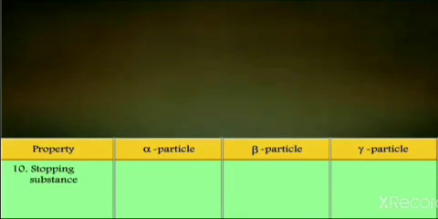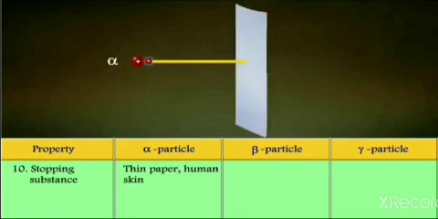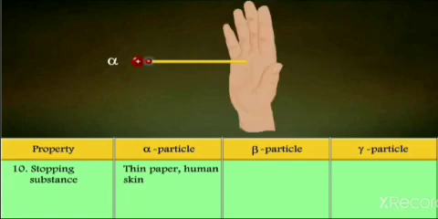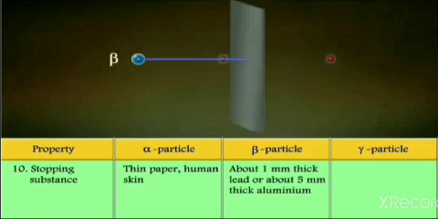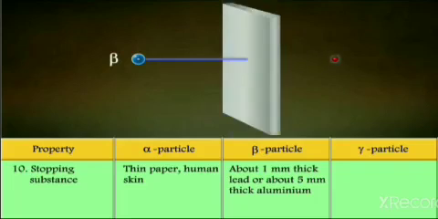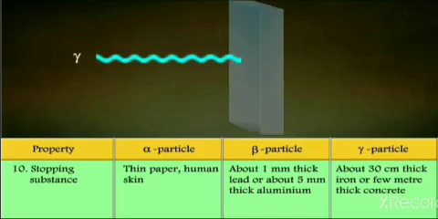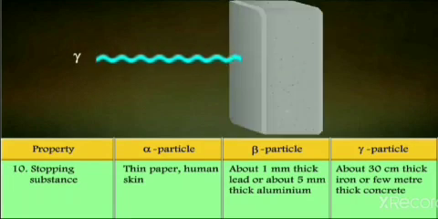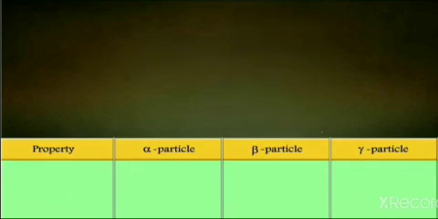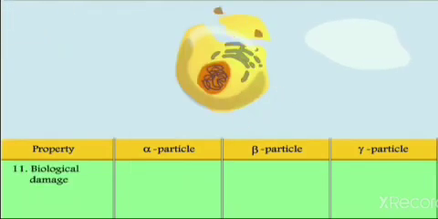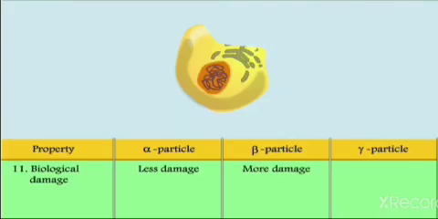10. Stopping substance. Alpha particles are stopped by thin paper or human skin. Beta particles by about 1 millimeter thick lead or about 5 millimeter thick aluminium. Gamma radiations by about 30 centimeter thick iron or a few meter thick concrete. 11. Biological damage. Alpha particles cause less damage, beta particles more damage, and gamma radiation immense damage.